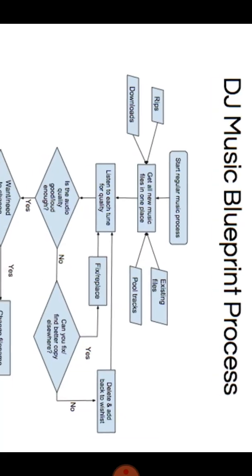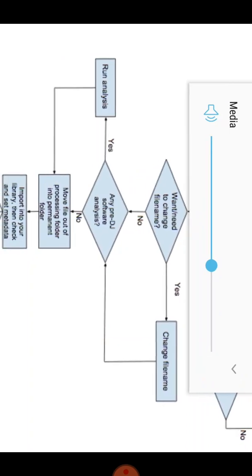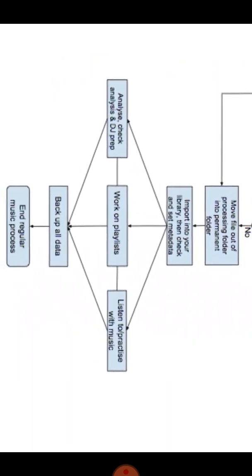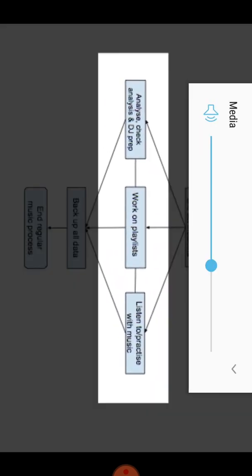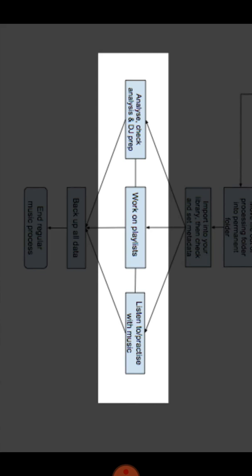Now in our DJ Music Blueprint process, I've put 3 boxes next to each other here, which is kind of not what you're meant to do in flowcharts. But the reason I've done it like this is that here is where the way DJs work differs a lot, depending on whether they're using iTunes or whether they're using DJ software. Because some of the things in those 3 boxes you can do in iTunes, some of them you can't. All of them you can do in your DJ software.